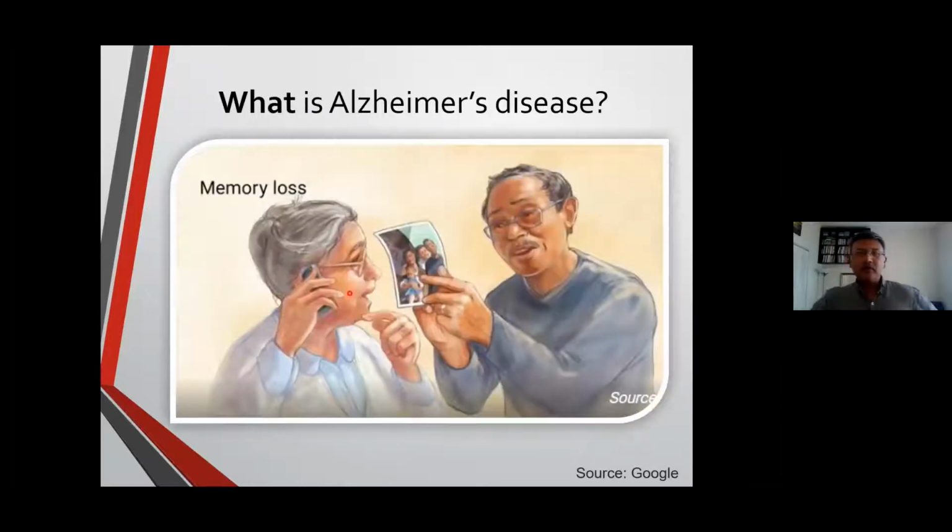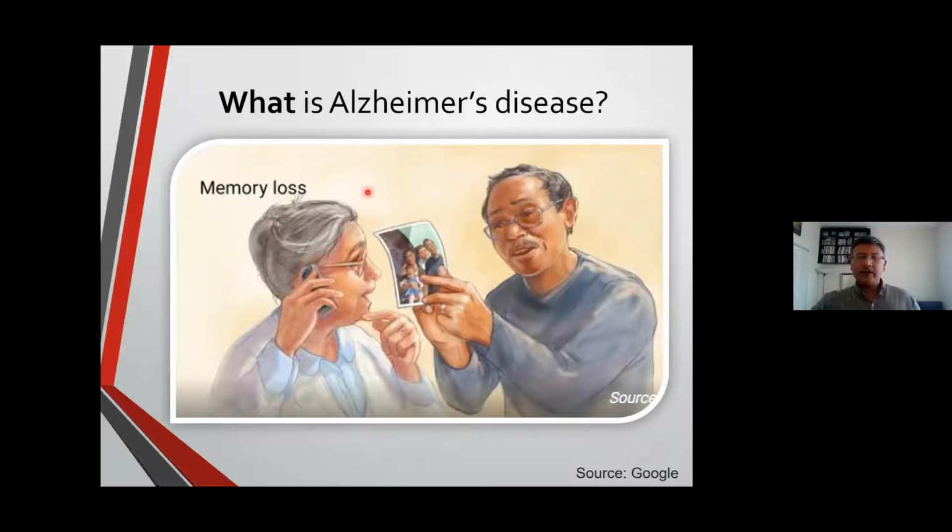So if you Google Alzheimer's disease, this is the picture you get. This is a very nice picture, because it shows an old woman here who I guess is talking to her family, but she doesn't know whom she's talking to. And this other person is trying to show, oh, this might be one of your grandchildren. And she's trying to ponder who that person is. So it truly captures what forgetting is, and this is part of memory loss. So that's what Alzheimer's disease does.